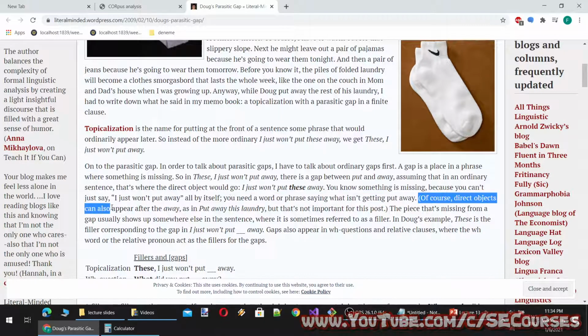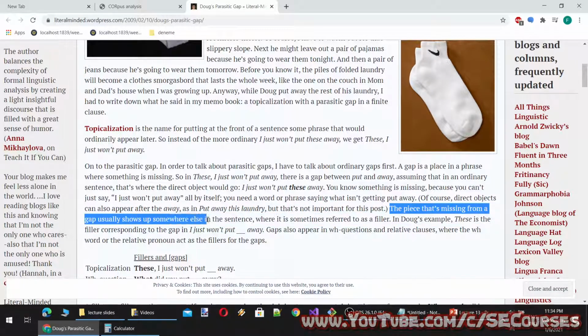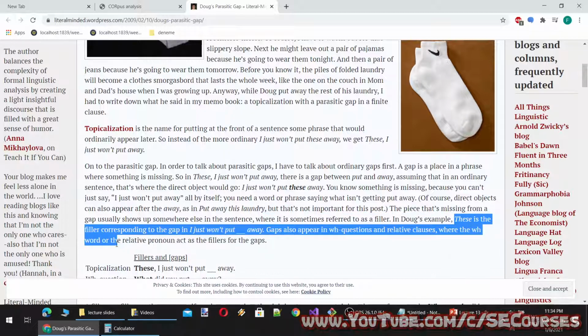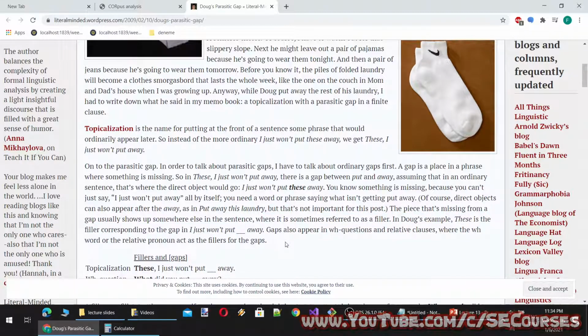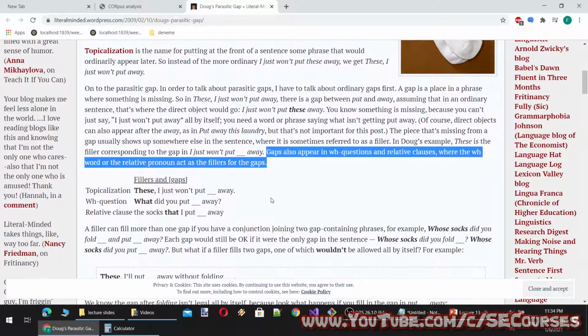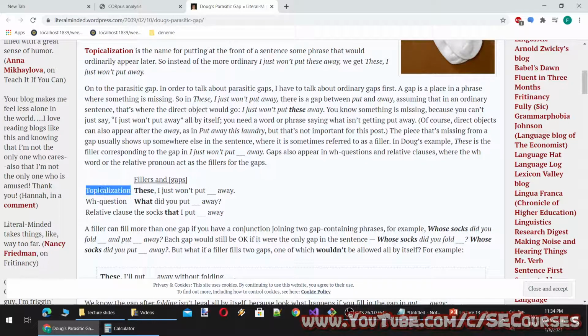Of course, direct objects can also appear after the away, as in "put away this laundry," but that's not important for this post. The piece that's missing from a gap usually shows up somewhere else in the sentence, where it is sometimes referred to as a filler. In Doug's example, "these" is the filler corresponding to the gap in "I just won't put ____ away." Gaps also appear in WH questions and relative clauses, where the WH word or the relative pronoun act as the fillers for the gaps. Okay, so the topicalization: "these I just won't put away."